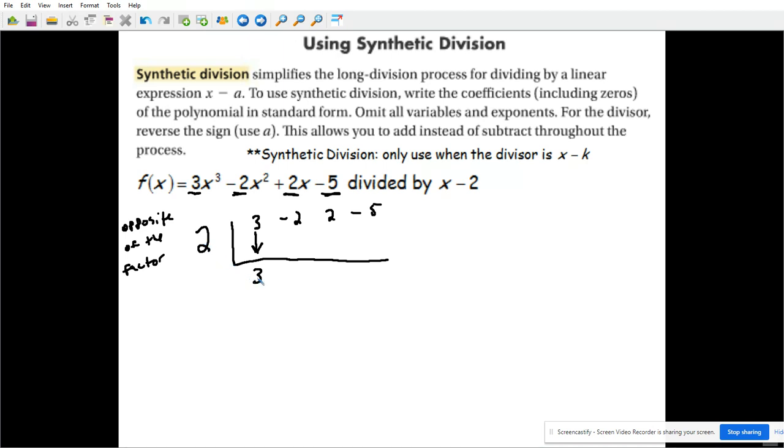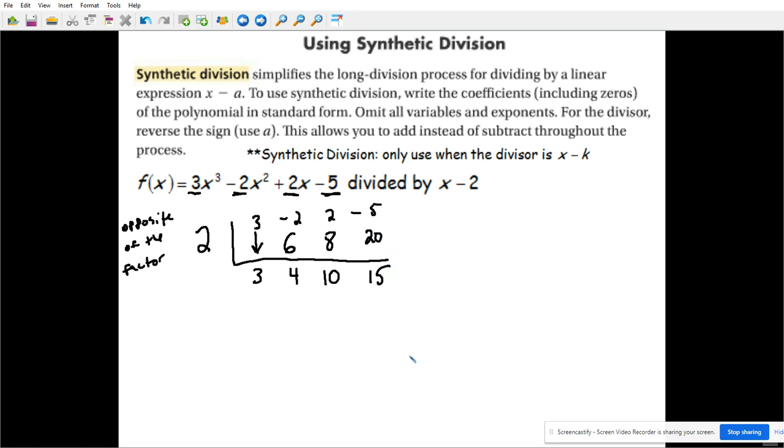2 times 3 is 6. I'm going to put that right underneath the next number. Anytime I go vertical, up or down, I just add. So -2 plus 6 is 4. 2 times 4 is 8. Diagonal, so I multiplied. I add down. 2 plus 8 is 10. 2 times 10 is 20. I add down, which is 15.